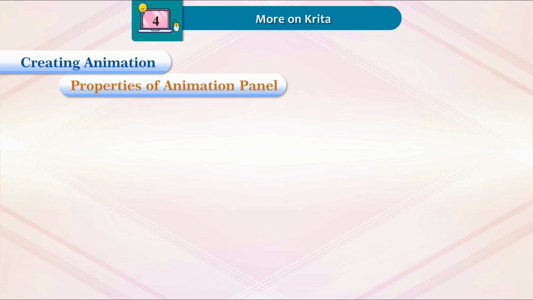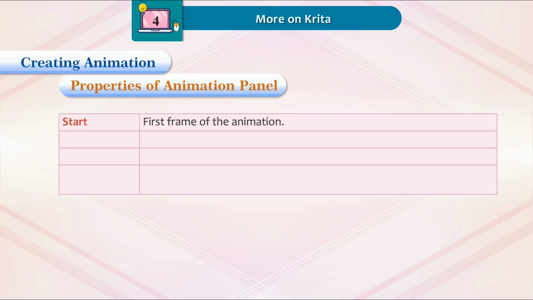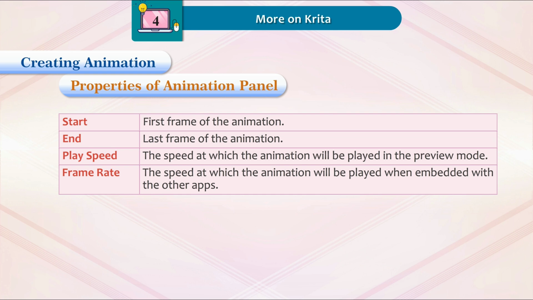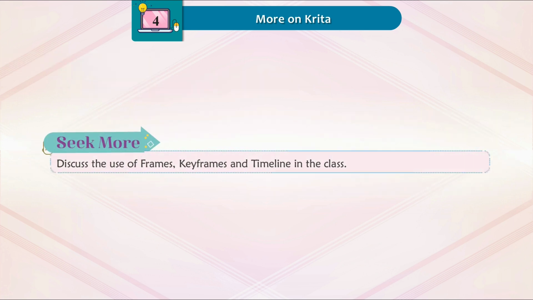Properties of animation panel. Start, first frame of the animation. End, last frame of the animation. Play speed, the speed at which the animation will be played in the preview mode. Frame rate, the speed at which the animation will be played when embedded with the other apps. Seek more. Discuss the use of frames, keyframes, and timeline in the class.